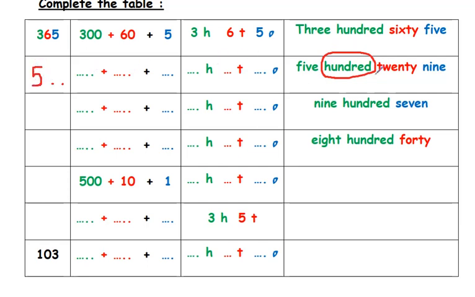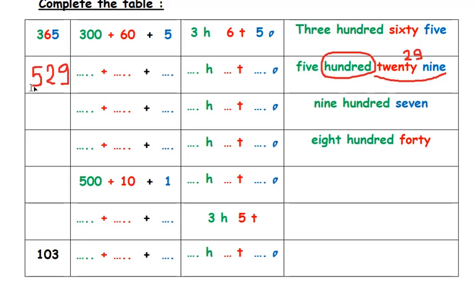Okay? And in here, the tens and the ones. Let's read twenty-nine. We know 29. It's like this, right? So I will write in here 29. Great. So the number is 529. Excellent. Now let's write the expanded form.